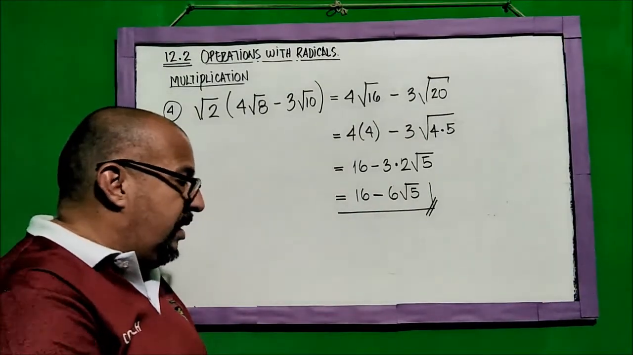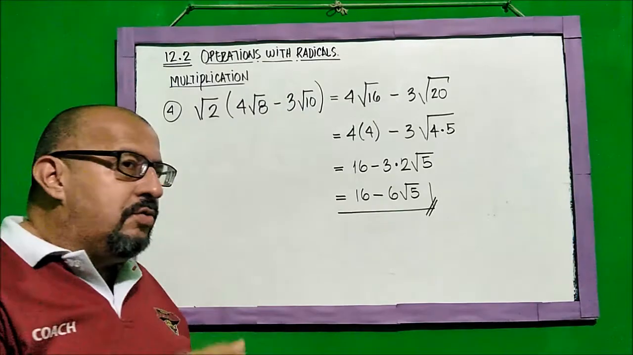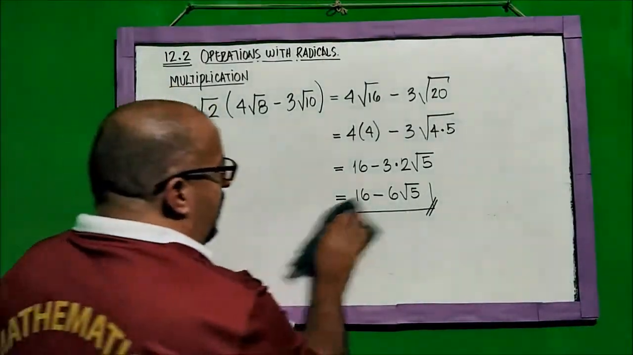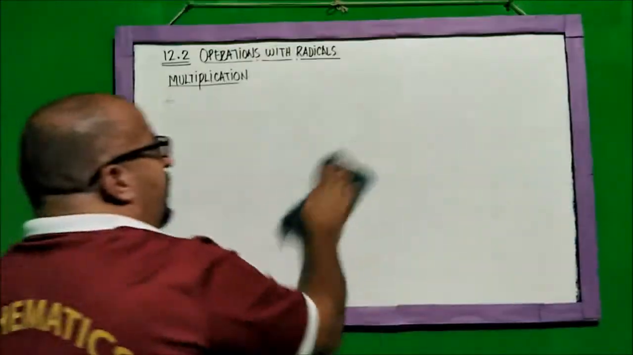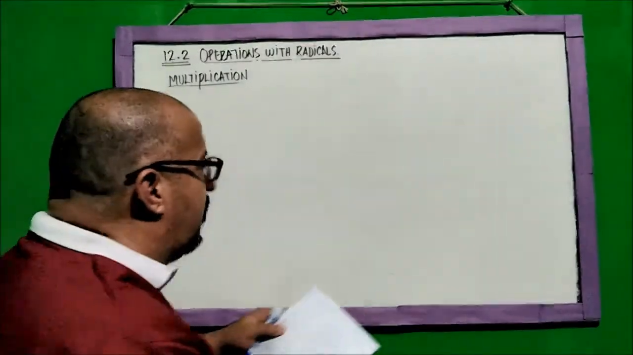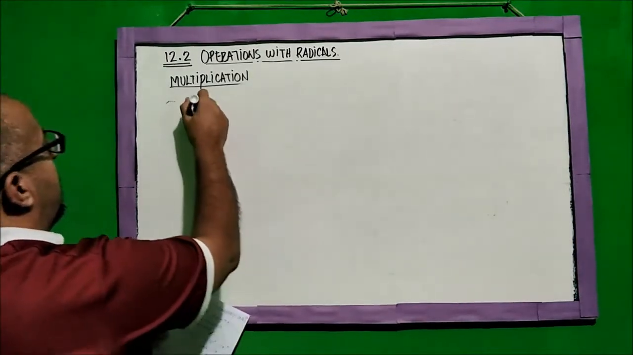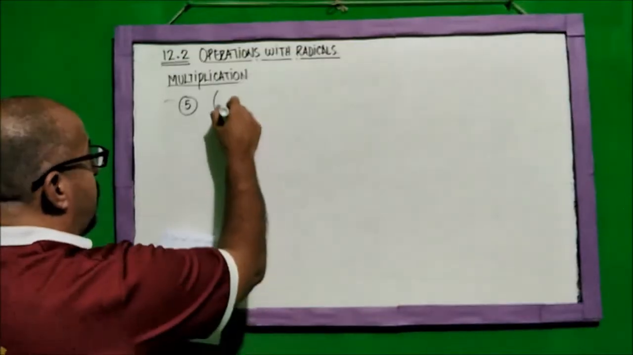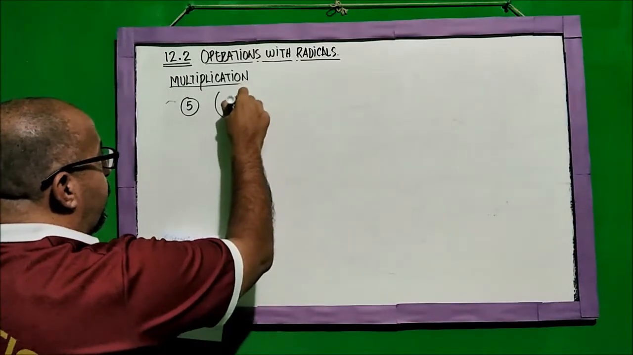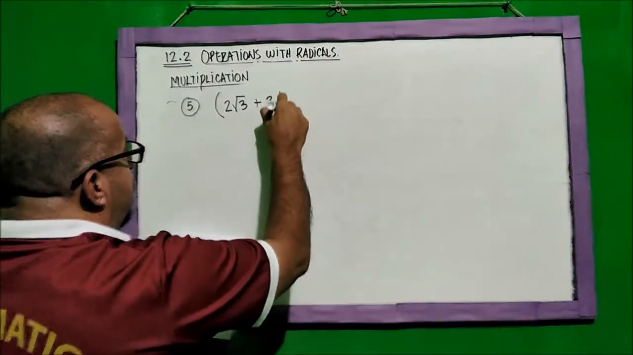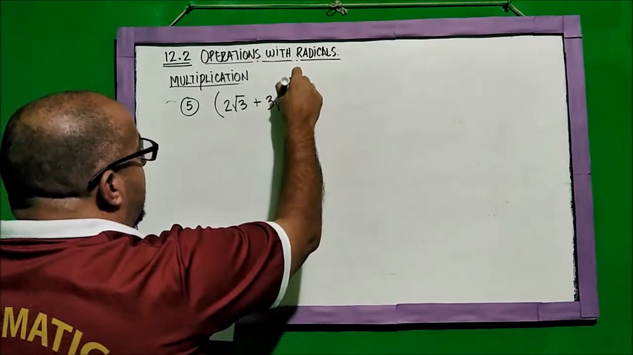Now we're going to continue with another exercise in which we're going to use familiar patterns from the polynomials. What do I mean by familiar patterns? Patterns like the squares of binomials, sum and difference, perfect square trinomials, etc. So let's see problem number 5. Problem number 5 involves this: 2 square root of 3 plus 3 square root of 2, and this to the second power.